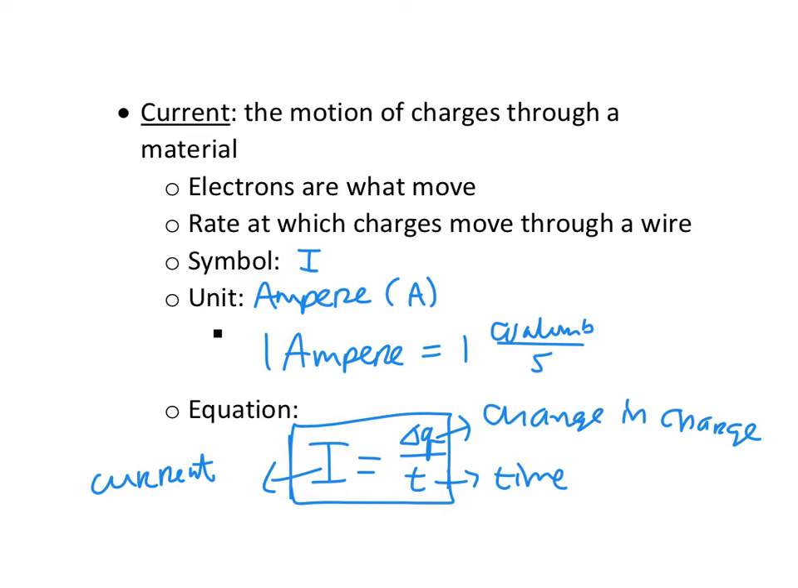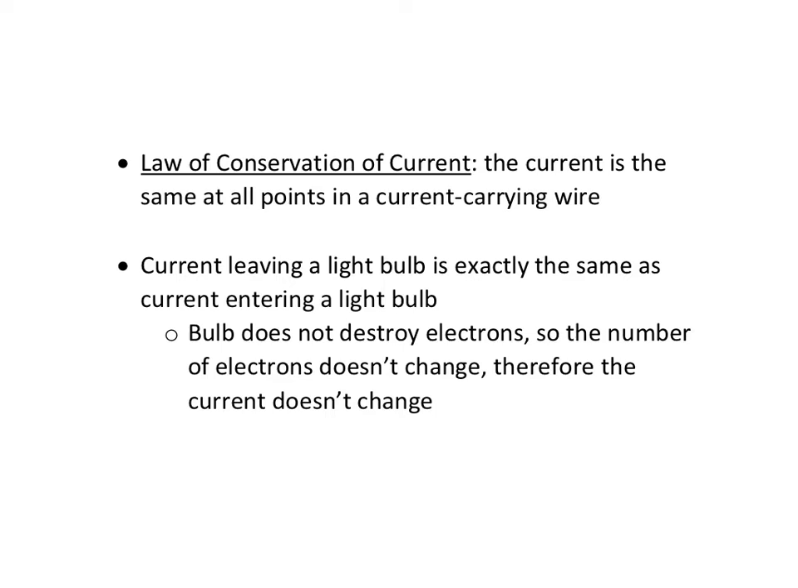So current is the motion of charges through a material, in other words, how the electrons are moving. Next, we have the law of conservation of current, and that tells us essentially that the current is the same at all points in a current carrying wire. Just like energy can't be created or destroyed, charge can't be created or destroyed, so current can't be created or destroyed within a wire. When you have, for example, a light bulb, the current going into a light bulb is the same as the current going out of the light bulb. You're not going to have electrons being destroyed or created inside the light bulb, so the total amount of current is not going to change.